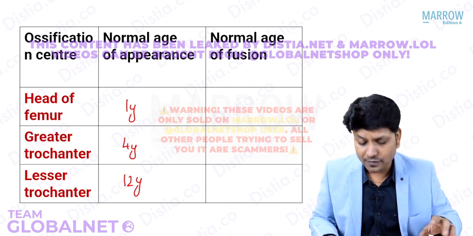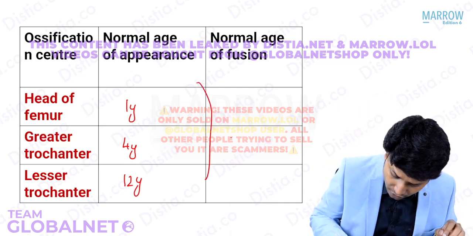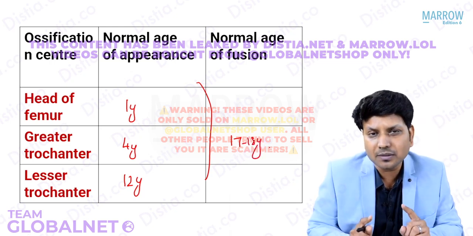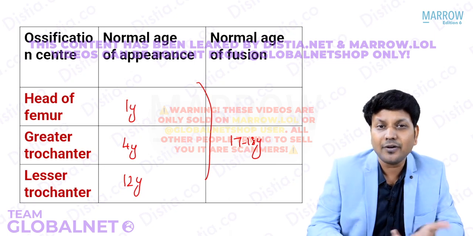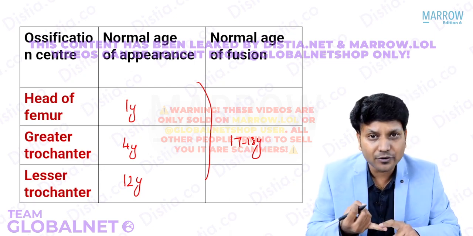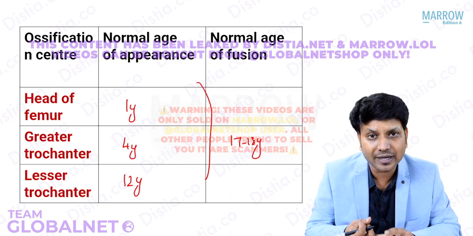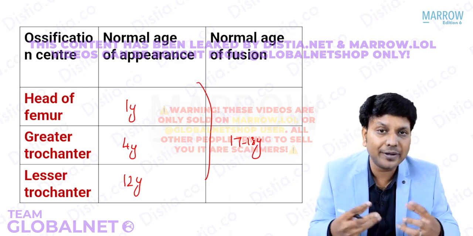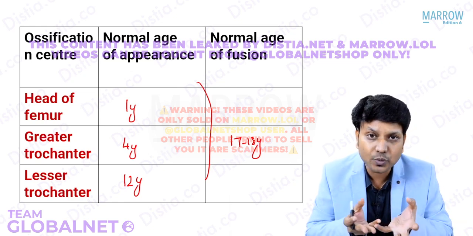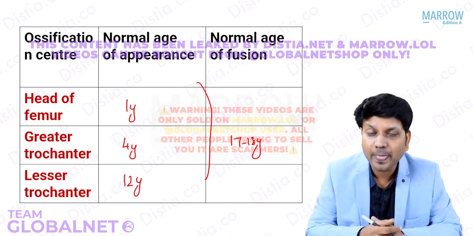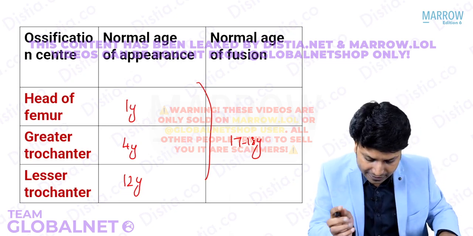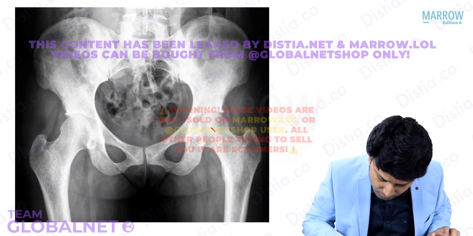And everything will fuse with the respective shaft at the age of 17 to 18. Right? There is one point that you have to remember here. When we discussed the upper end of humerus, I told you, center for head of humerus, center for greater tubercle, center for lesser tubercle. All the three centers appear differently, but they fuse together. Then it will fuse with the shaft. But here it is femur. Here, all the three centers appear and fuse with the shaft independently, separately.